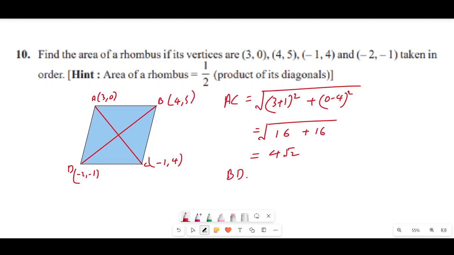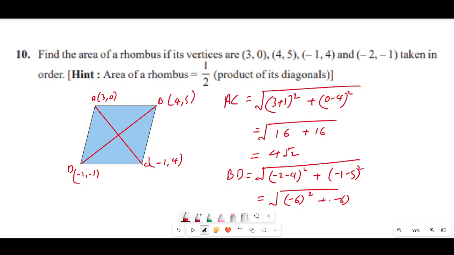Now for the value of BD, -2 minus 4 square plus -1 minus 5 square, that means minus 6 square, minus 6 square, that will be 2 times 6 square, that is 6 root 2. Clear?